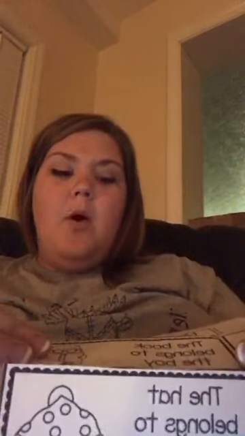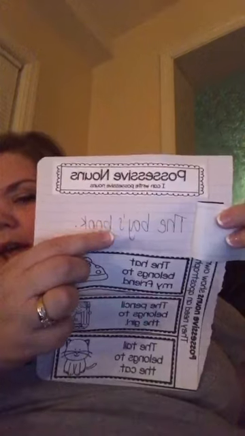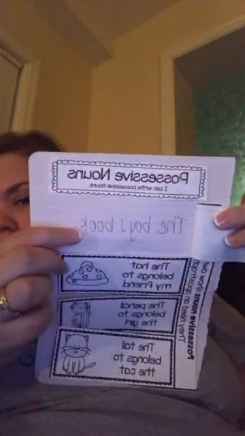The boy's book. My first sentence read, the book belongs to the boy. So the boy owns the book. So my sentence now reads, the boy's book. I added an apostrophe S after the noun boy to show that he owned the book. Okay? My next flap says, the hat belongs to my friend.